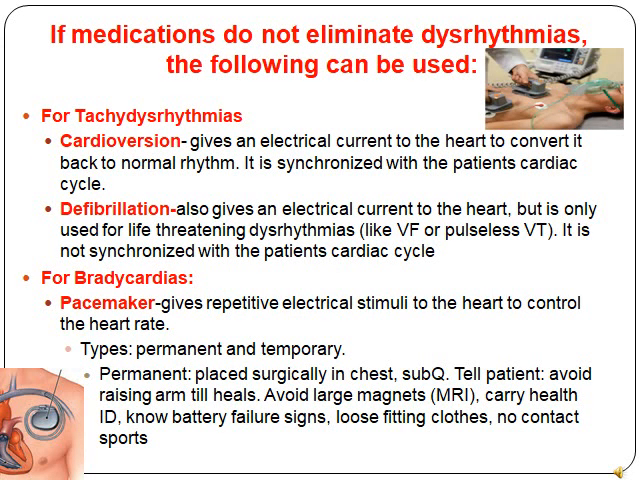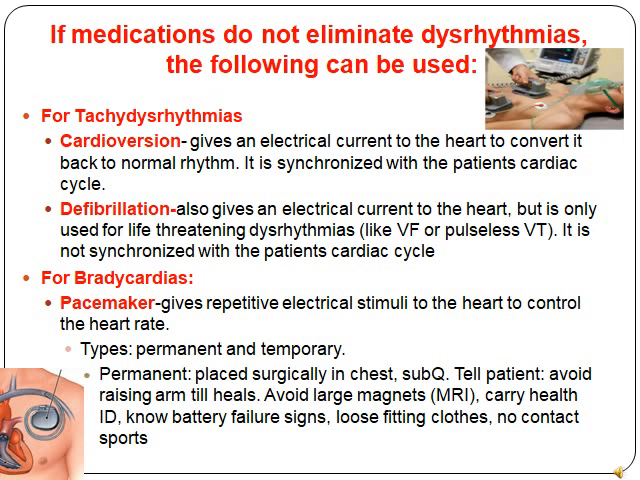These are things that could be done if medications do not work. For a tachydysrhythmia, if it's too fast, you could do cardioversion or defibrillation. Cardioversion gives an electric current to the heart to convert it back to normal sinus. It is synced with the patient's cardiac cycle. Defibrillation is the same thing. It's also giving an electrical current to the heart to slow it down.